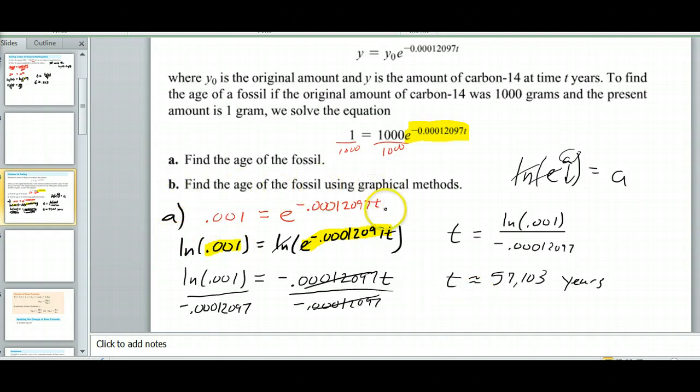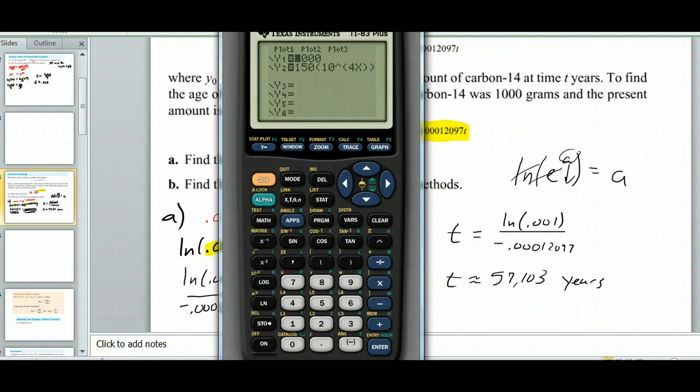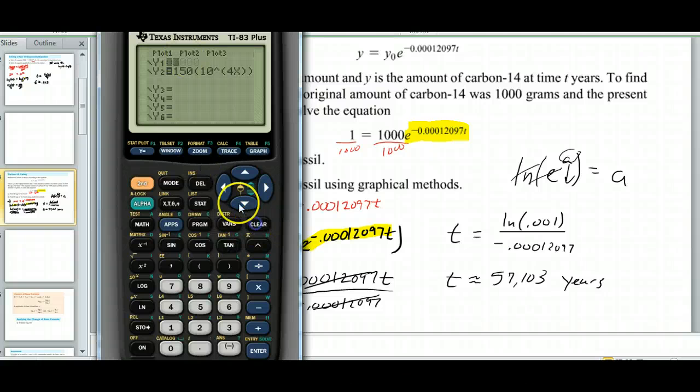Alright, and then find the age of the fossil using graphical methods. So again, that goes back to this original equation. Left side of the equation is 1. Right side of the equation is 1,000 e to the negative 0.000120097, using the e to the x button for e to a power, and then just use x instead of the t. Now t is about 57,000 years.